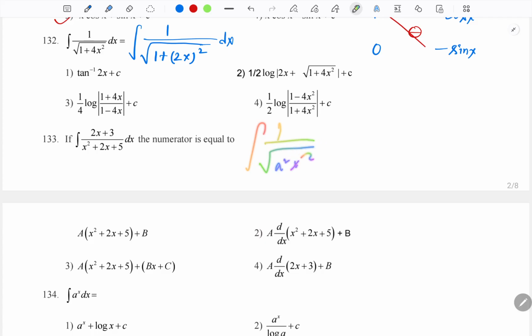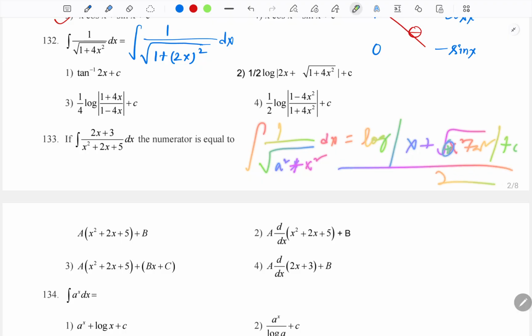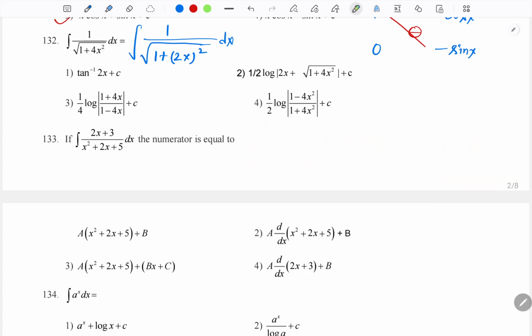The integral of 1 by under root of a square plus x square dx is equal to log mod x plus under root of x square plus a square, plus c. But this holds when the x coefficient is 1. If it is not there, then you should divide by the coefficient of x. Clear? Now if I write it in that form, then instead of x it goes to 2x. Yes or no? Instead of x, how much is that? 2x plus under root of a square plus x square.